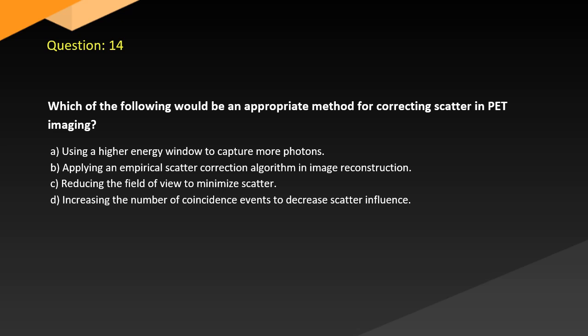Question 14. Which of the following would be an appropriate method for correcting scatter in PET imaging? A. Using a higher energy window to capture more photons. B. Applying an empirical scatter correction algorithm in image reconstruction. C. Reducing the field of view to minimize scatter. D. Increasing the number of coincidence events to decrease scatter influence.